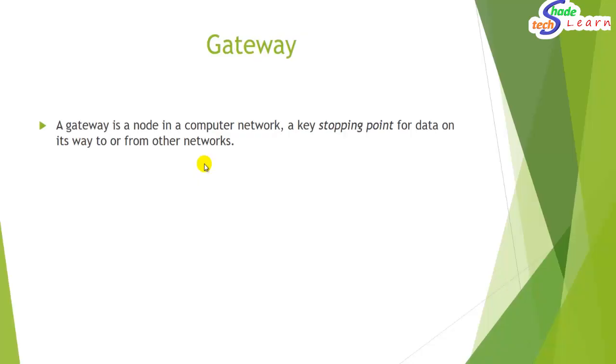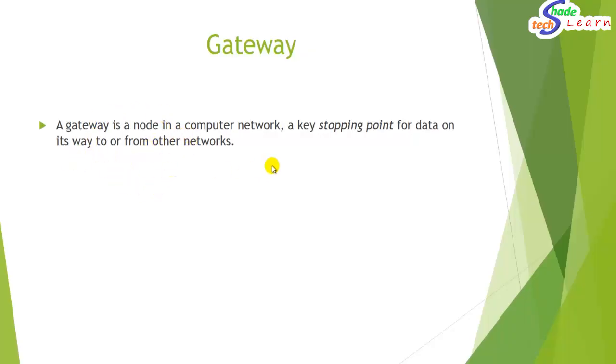And the last is gateway. A gateway is basically a node in a computer network, a key stopping point for data on its way from other networks. You can define a gateway as a node or a router in your computer network, and it is a key stopping point. From that gateway the data will travel onto its way from other networks.